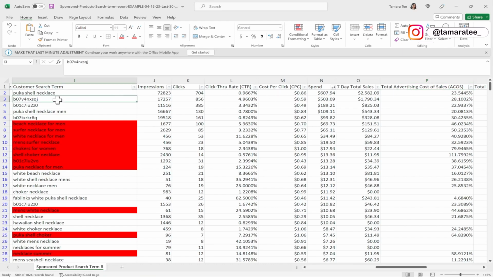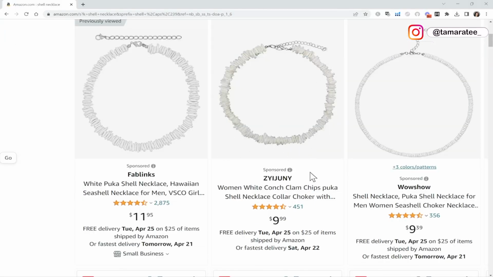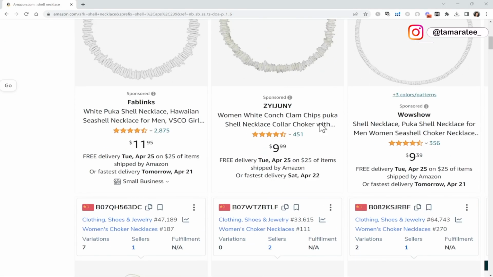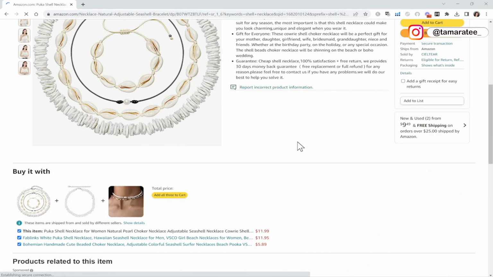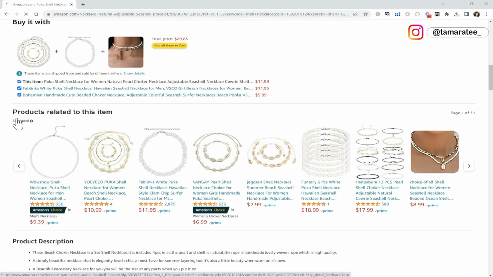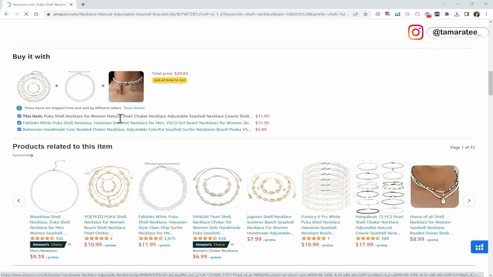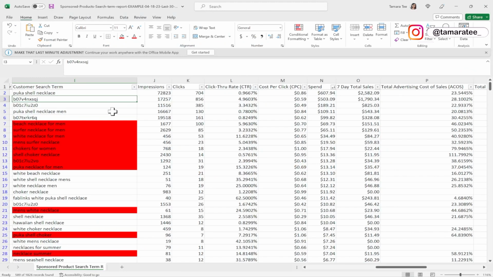This is an ASIN. So sometimes ASINs will appear in your customer search term report if a customer clicks on your competitor's product, and then they see your product. So if I click on this one, for example, this is my competitor's product listing, and then they see your product under here, under sponsored products related to this item. They click on my product. That means that your competitor's ASIN will appear right here.